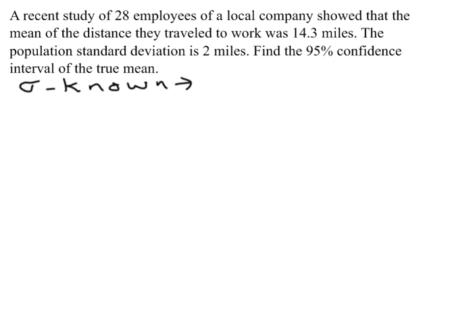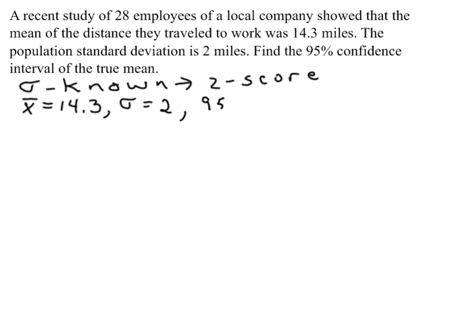So again, we note sigma is known, so we know to use a z-score. So sigma known, z. We know our sample mean, x bar, is 14.3. We know sigma is 2. With a 95% confidence interval, our z alpha over 2.